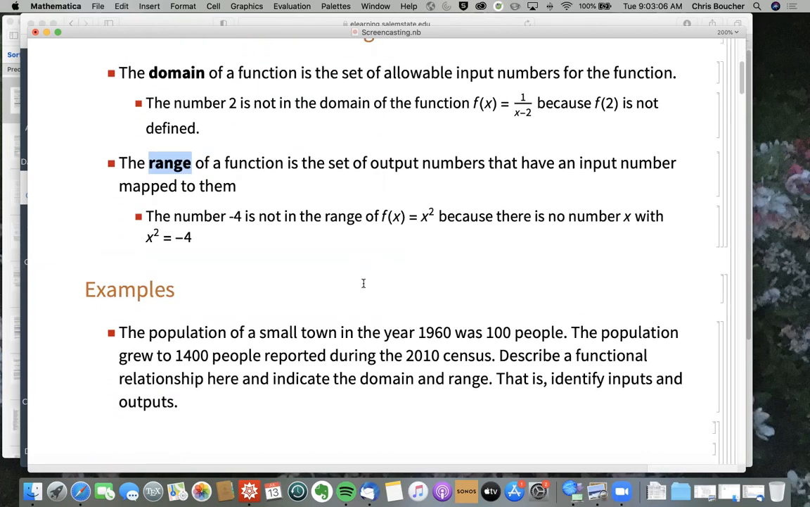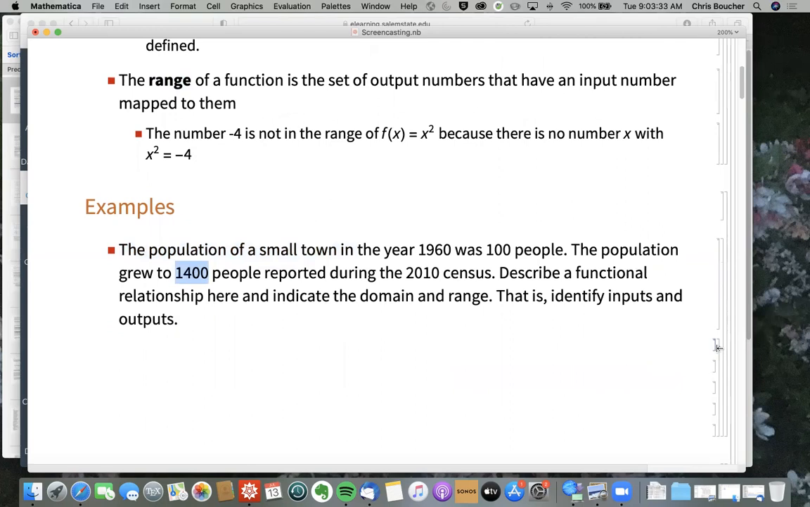One way that domain and range can be restricted is by context. If your function models something, then the quantities in the model might be restricted in their values somehow. So for example, suppose that I have a function modeling the population of a small town. And I have only a couple of data points here. In 1960, there were 100 people in this tiny town. And then 50 years later, it has grown to 1,400 people.